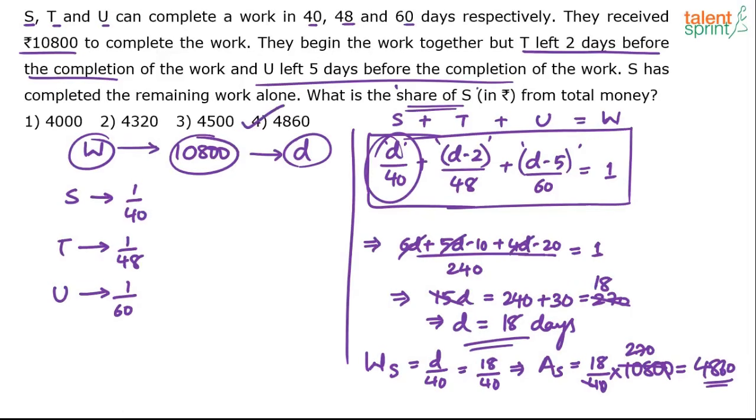Similarly, suppose he says what is the share of T? T has done how much? D minus 2 by 48, which means D minus 2, 16 by 48, 1/3. So T will get 1/3 of total amount. Similarly, you will get D minus 5 by 60, 13 by 60 of total amount. That's how we can find out the individual amounts. So final answer is option 4.